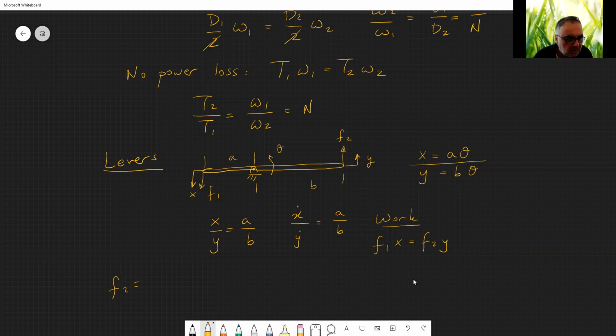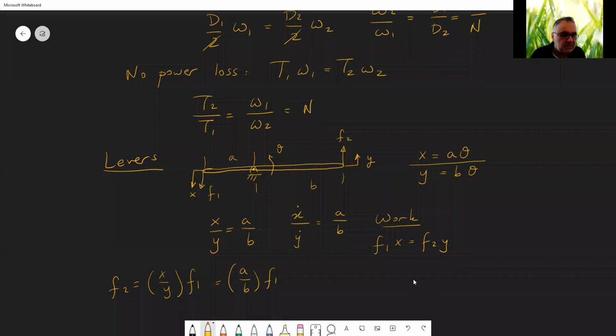what will that be? x over y F1. So which is F1, okay? So you can say, for example, if you define this a over b as the transformation ratio, you can say that x is equal to ny, okay? Well, maybe I should really, this is confusing.